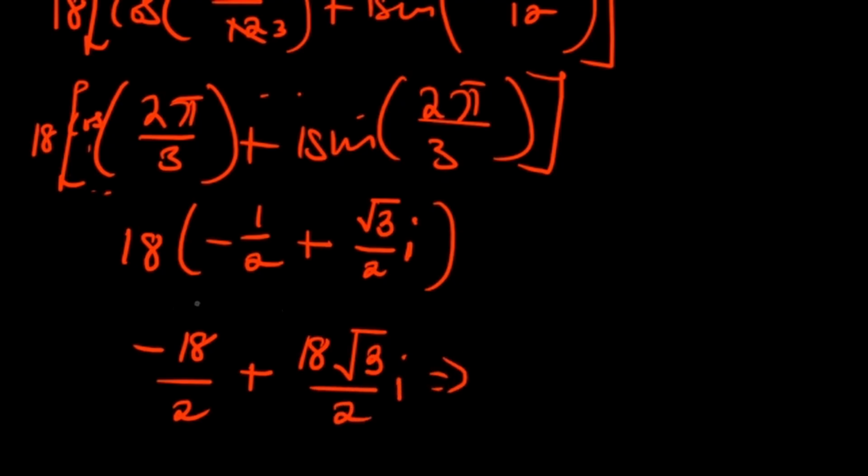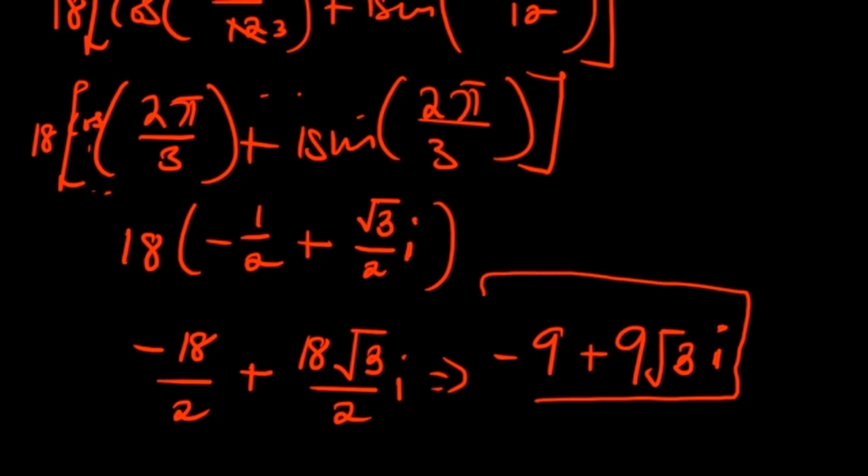Okay, so when we simplify this, negative 18 divided by 2 is going to give us negative 9, and then we have plus 18 divided by 2 again will give us 9 root 3, and then you have your I. Okay, so this is the rectangular form of the first complex number that we evaluated. If you look closely here, you find out that here we have the real part. This right here is the real part, and here is the imaginary part. So this is just how it is.